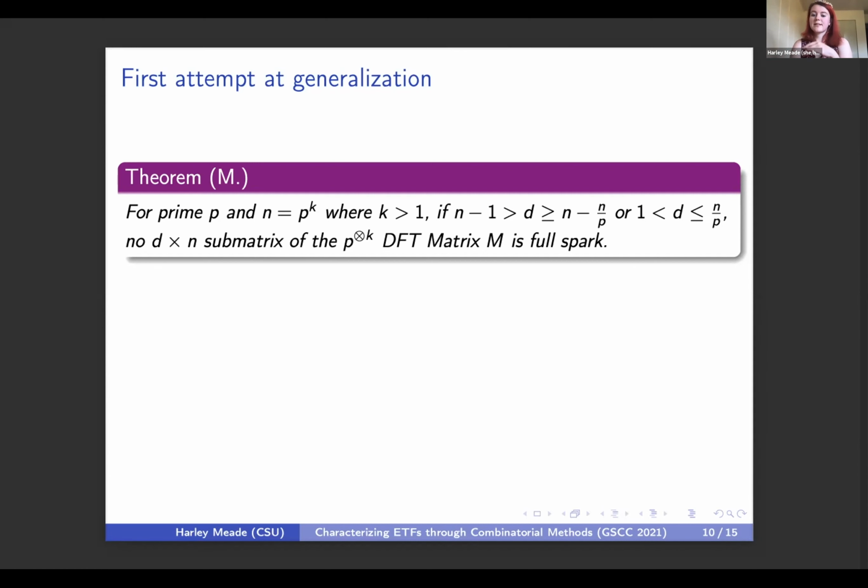And the reason that I'm excluding the 1 and the n minus 1 here, well, if you have 1 row, then being full spark is equivalent to not having a 0 entry, which we won't in a DFT. And then the n minus 1 is going to be the Naimark complement of it. So since the 1 row is full spark, n minus 1 is going to be full spark as well.